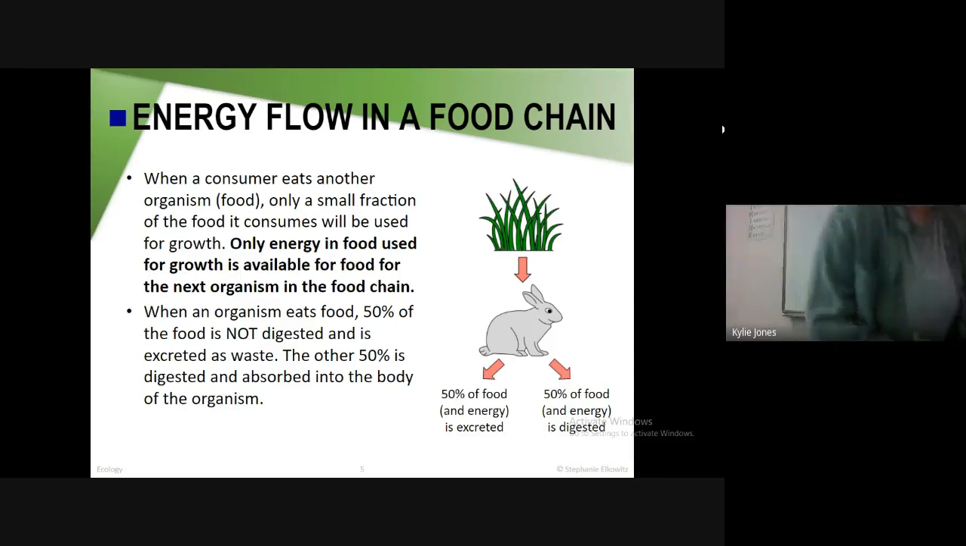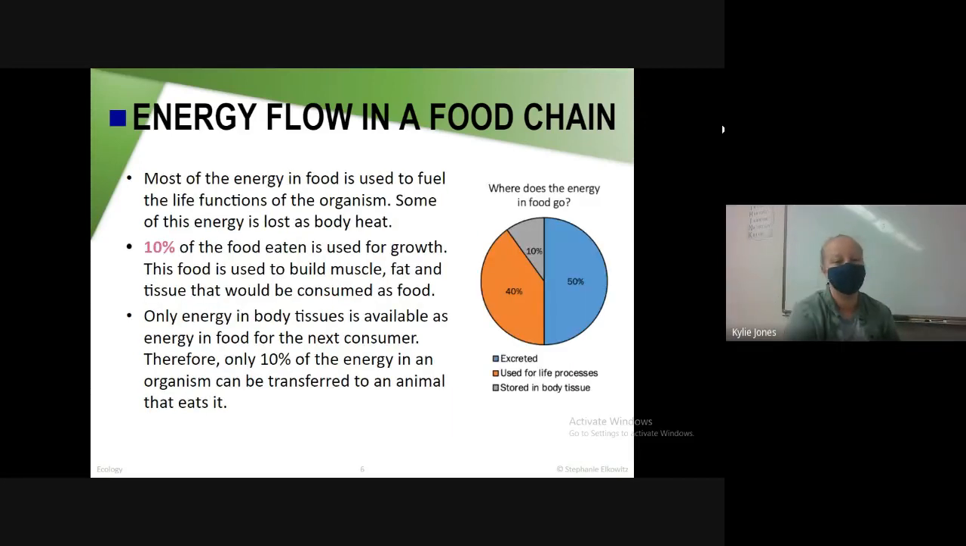Okay, so our next slide here, we have a lot more about the food. But Elijah, this one also answers your question that you were asking me about the energy. Most of the energy in food is used to fuel the life function of an organism. Energy flow in the food chain. Some of this energy is lost as body heat. So we give off body heat and some of our energy is lost. 10% of the food that we eat is used for growth. So how we grow as human beings. It's used to build muscle, fat, and tissue that is also consumed as food, assuming that we're animals.